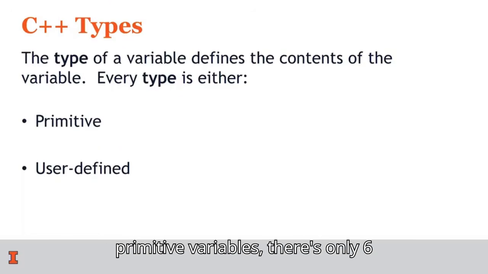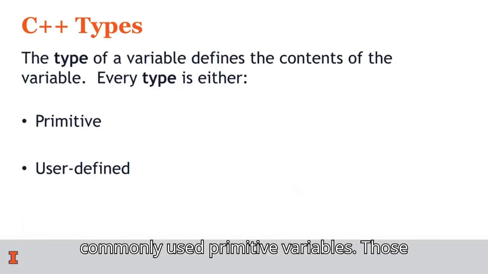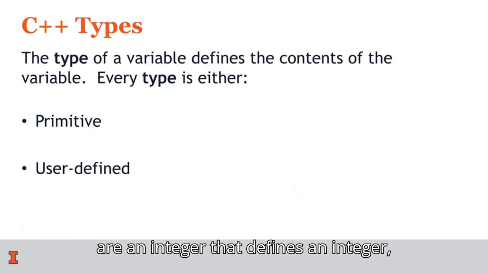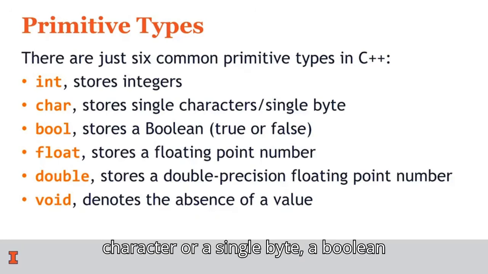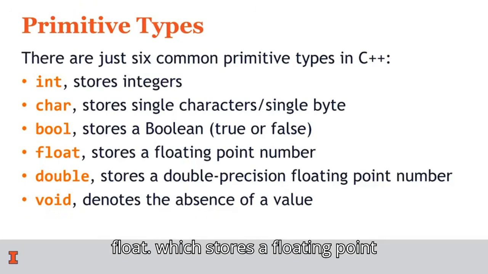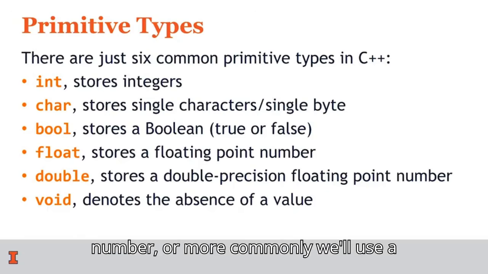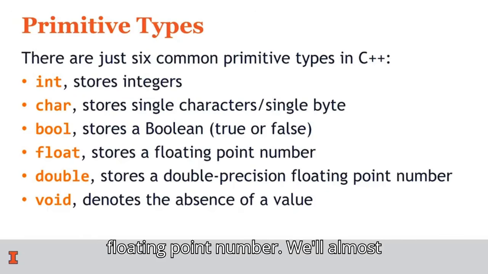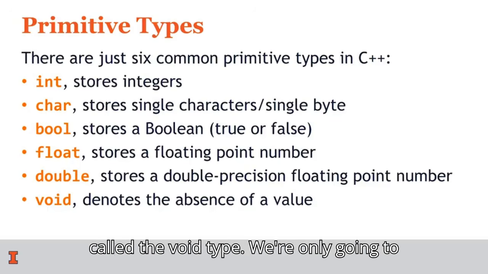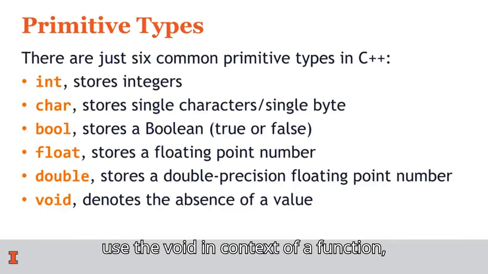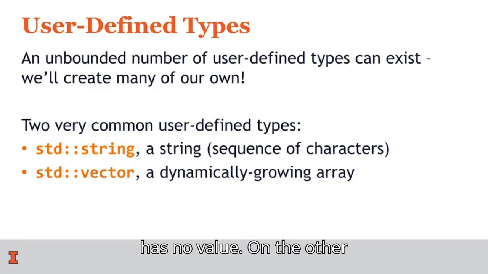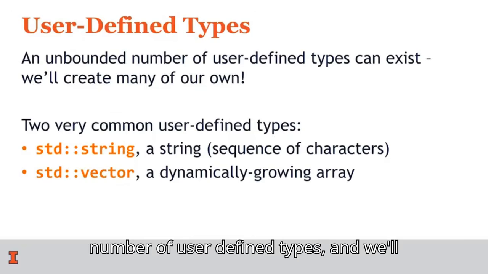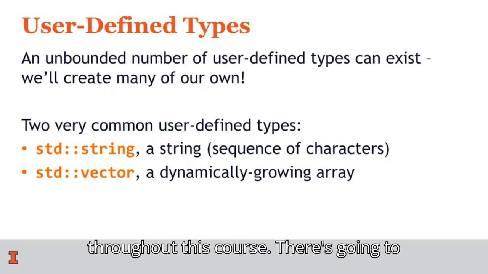In the primitive variables, there's only 6 commonly used primitive variables. Those are an integer that defines an integer, a character that defines a single character or a single byte, a Boolean which has the value of true or false, a float which stores a floating point number, or more commonly we'll use a double which stores a double precision floating point number. We'll almost always use double over a float. And finally, there is this special type called the void type. We're only going to use the void in context of a function, but the void type denotes that that type has no value. On the other side of things, there's an unlimited number of user-defined types, and we'll define some of our own user-defined types throughout this course.